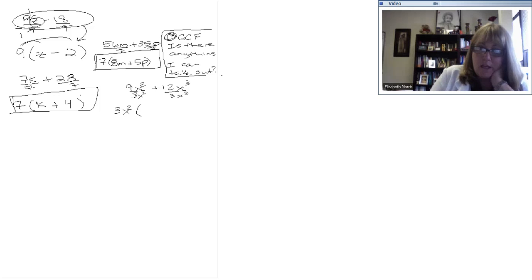When they both have the same variable, you take the variable with the lowest exponent represented. 9 divided by 3 is 3, and x squared divided by x squared is 1. It's gone. Plus 12 divided by 3 is 4, and x cubed divided by x squared, remember we subtract, so you're left with x. And that is your answer.